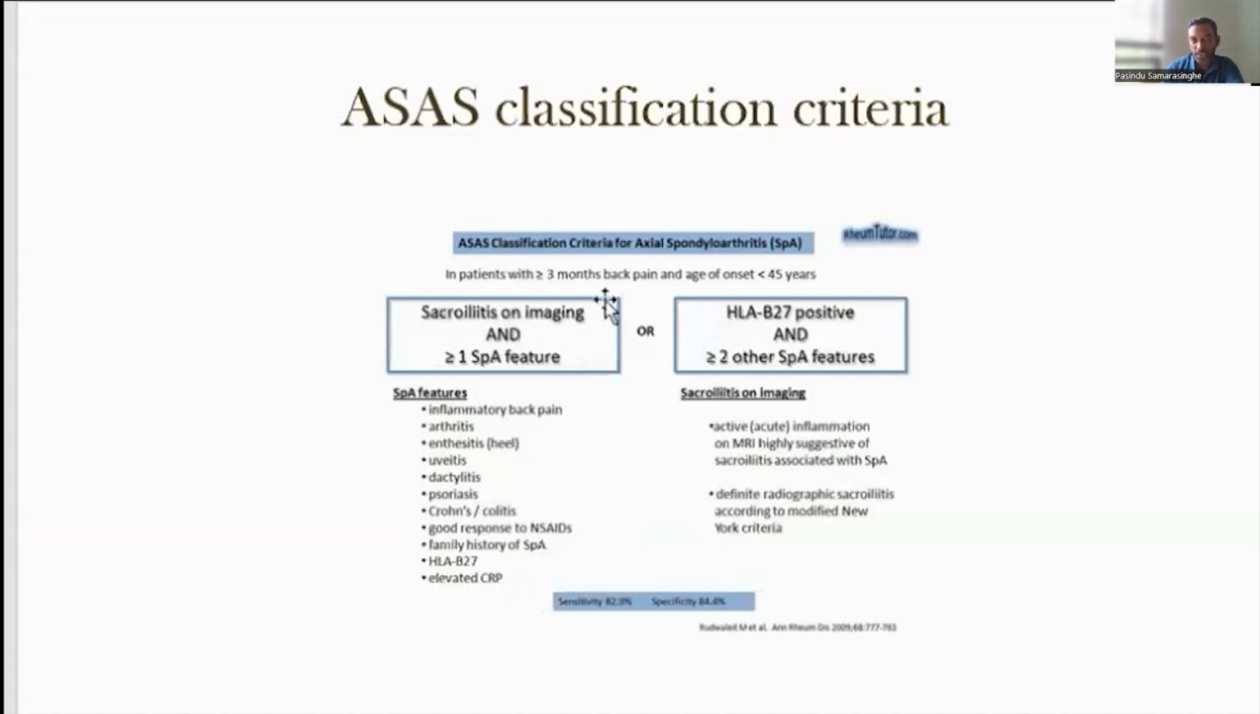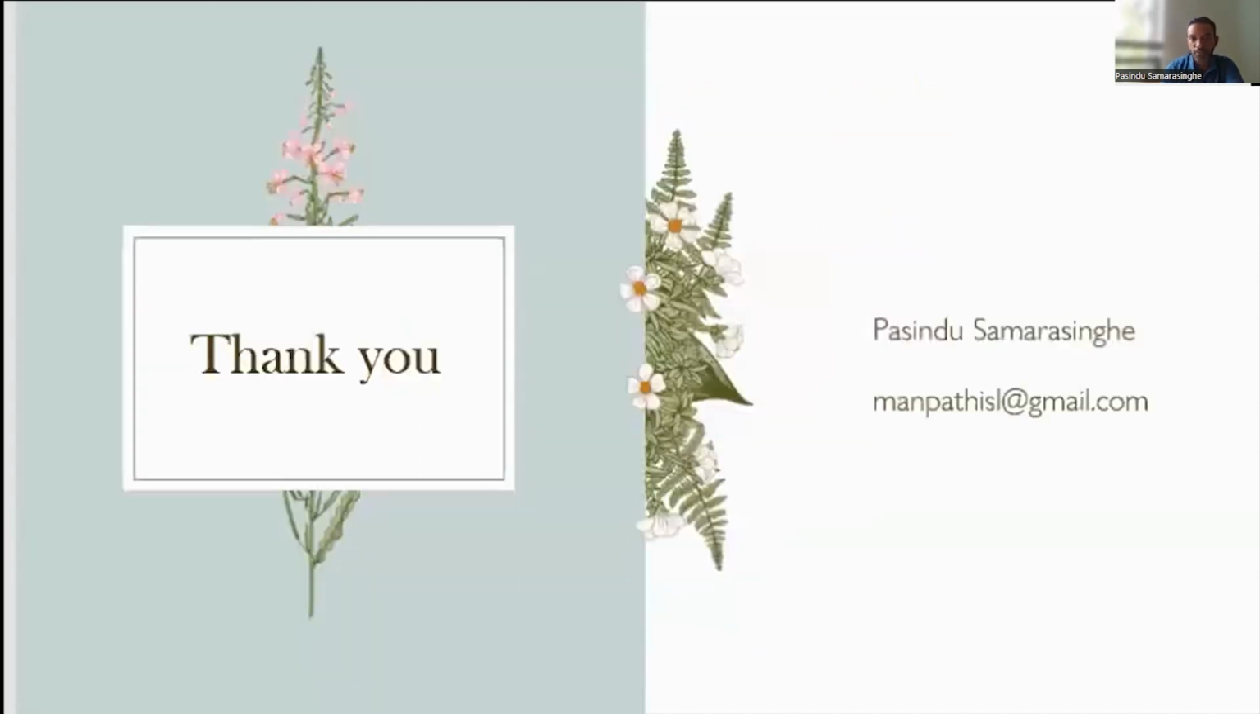So when you have a patient with back pain, please go through these symptoms, and you can do an X-ray of the SI joint and a CRP, and then you have to refer them to the rheumatologist. So we can pick these patients early and treat them early. Right, I think we have come to the end of this presentation. So thank you for listening, and if there's any question, please pass on.